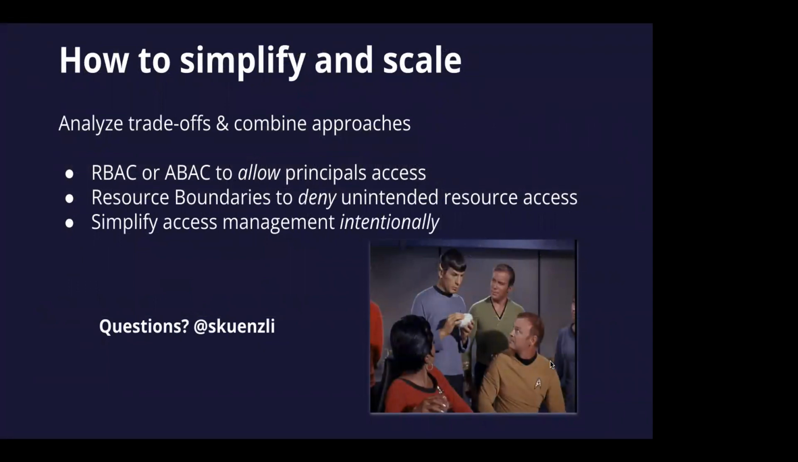And that's how to simplify and scale. Choose one of RBAC or ABAC to allow principals access. Use resource boundaries to deny unintended resource access. And ultimately, simplify access management intentionally. Analyze how your environment works or wants to work, and then pick the best parts of each model and try to combine them into something that works for your organization.